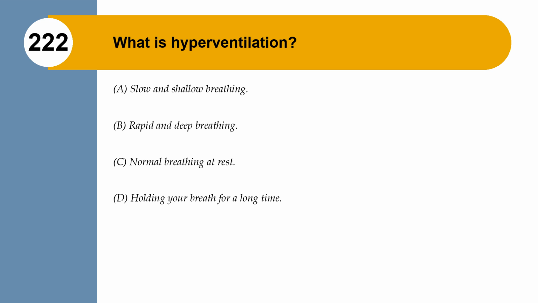Option A, slow and shallow breathing. Option B, rapid and deep breathing. Option C, normal breathing at rest. Option D, holding your breath for a long time.